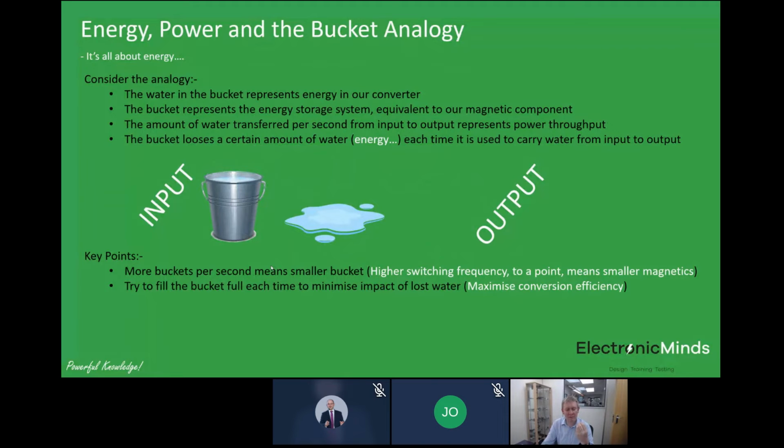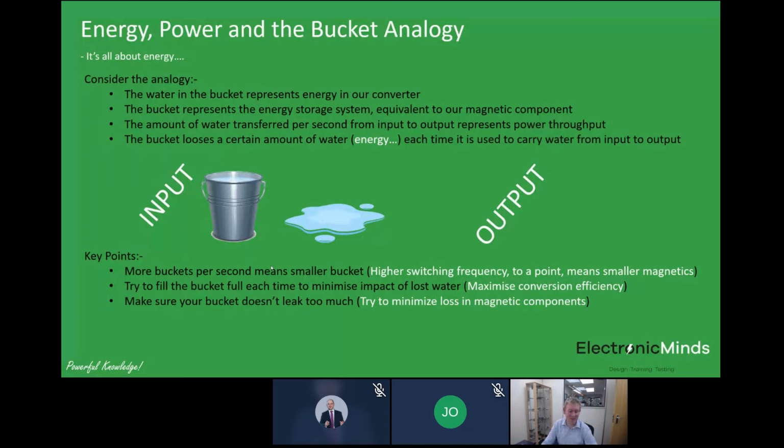It's generally more efficient if you can fill the bucket full each time you transfer it across to minimize the impact of lost water. And that's how you can go about maximizing the conversion efficiency. And you can look at that from a point of view of systems whereby you're trying to meet requirements on standby consumption or maintaining high efficiency at low load. You can start using frequency reduction techniques to maintain high efficiency.